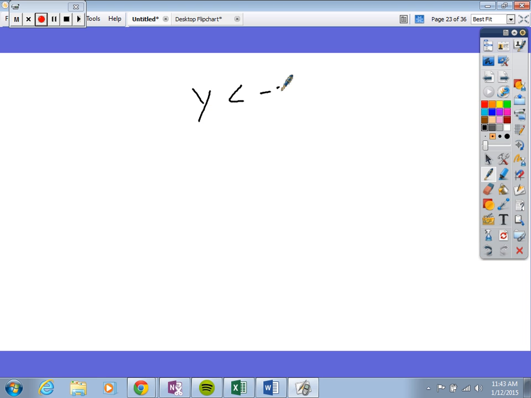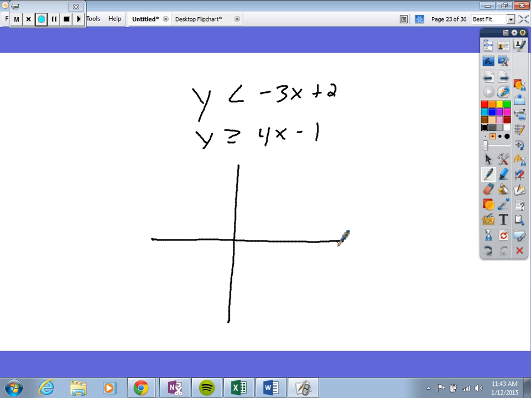y is less than negative 3x plus 2, and y is greater than or equal to 4x minus 1. So I'm going to look at my first equation. I'm going to think, how do I graph that? Well, what y'all are going to have to do is bear with me as I freehand graph. Looking at the first equation, I look at this plus 2 part. This plus 2 tells me to go up 2. Still at the first equation, this negative 3 is my slope, so I know that I go down 3 and to the right 1, and I can do that again if I so desire.